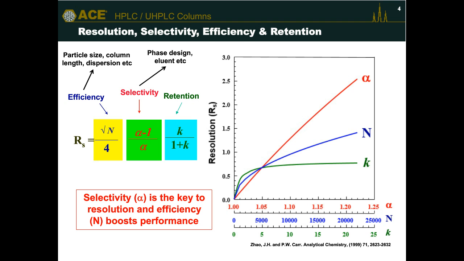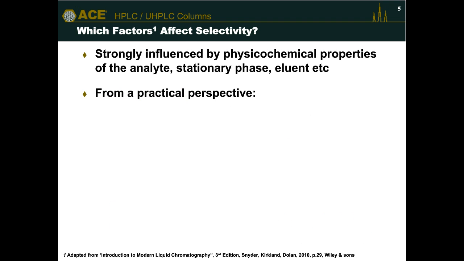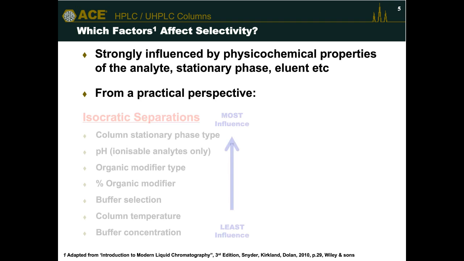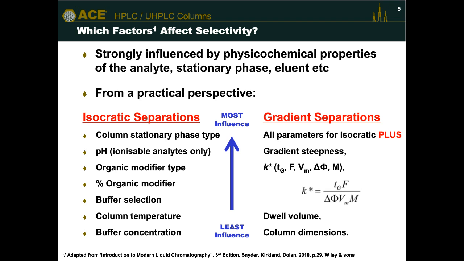So now we know selectivity is important in chromatography. Which factors affect selectivity? Well, in fact, many of the parameters that you can change and modify in your mobile phase, and even some instrument parameters, have an impact on selectivity, believe it or not. However, they don't all affect selectivity to the same amount. So we can see on the slide at the moment, we have isocratic separations on the left, and the parameters that I've listed in that table are in a list format. So the parameters at the top, so column stationary phase type, pH of your mobile phase, the type of organic modifier, are more powerful with respect to their effect on selectivity than the parameters at the bottom.